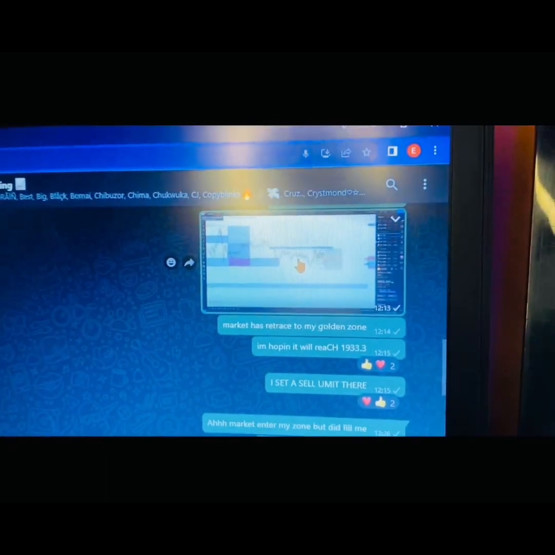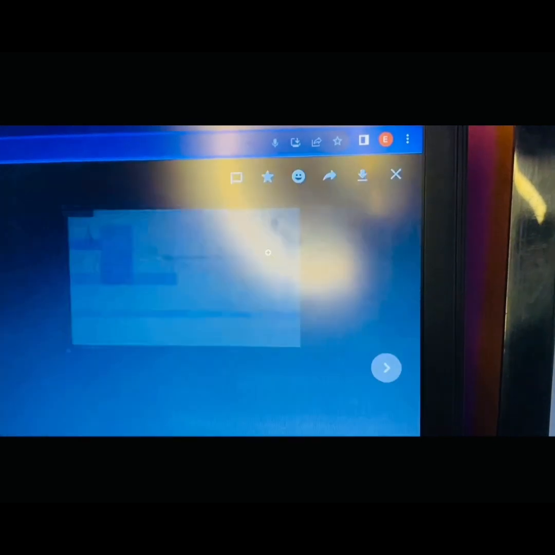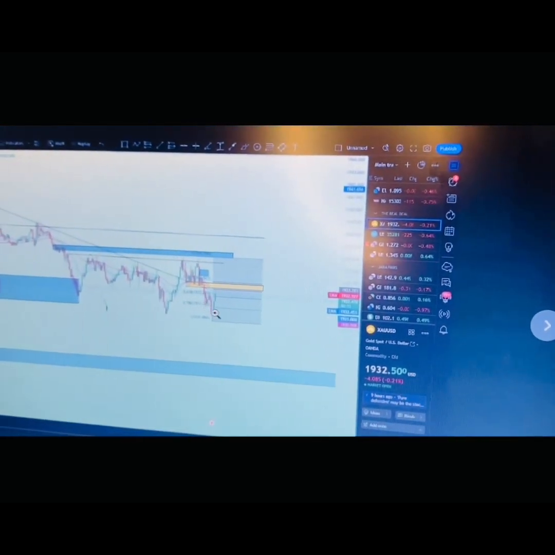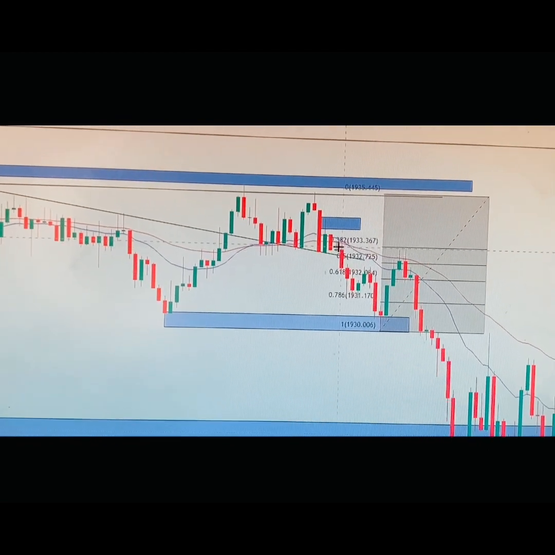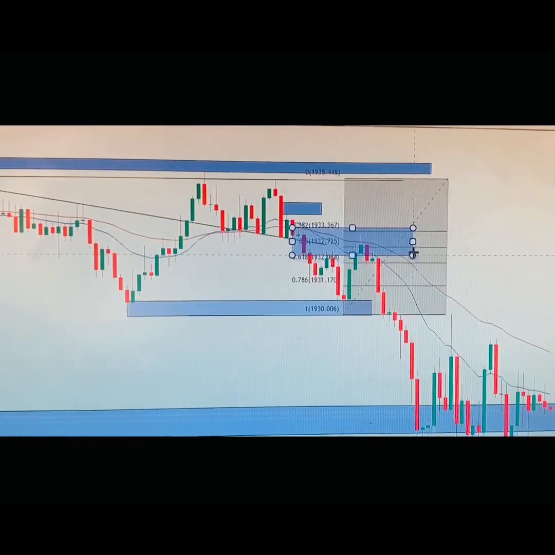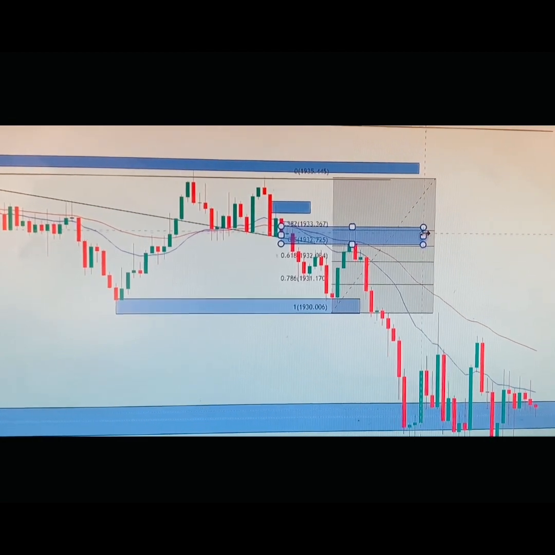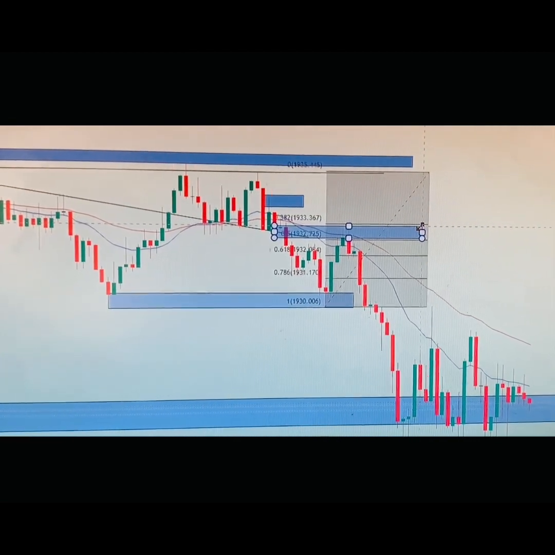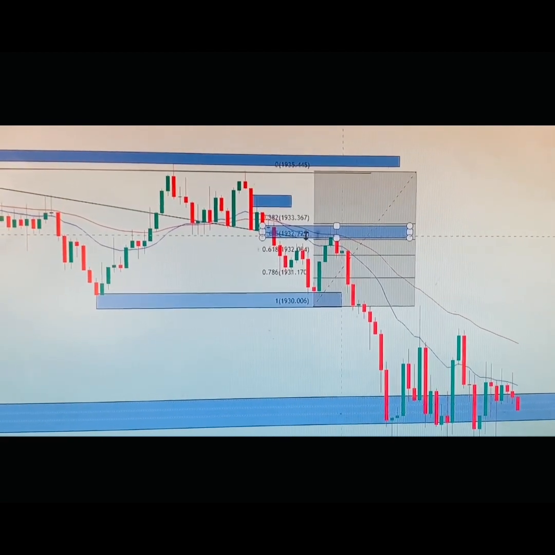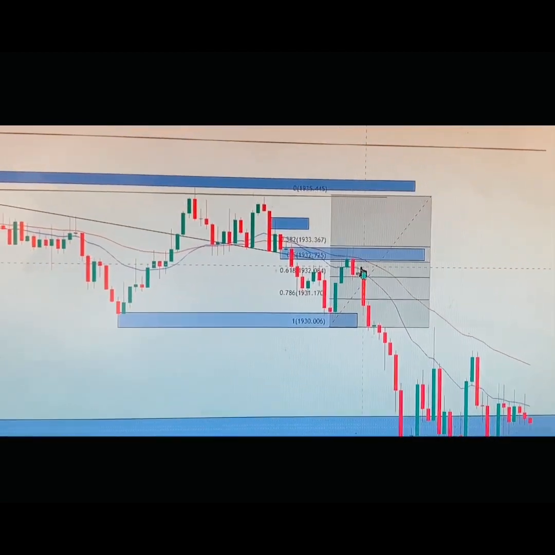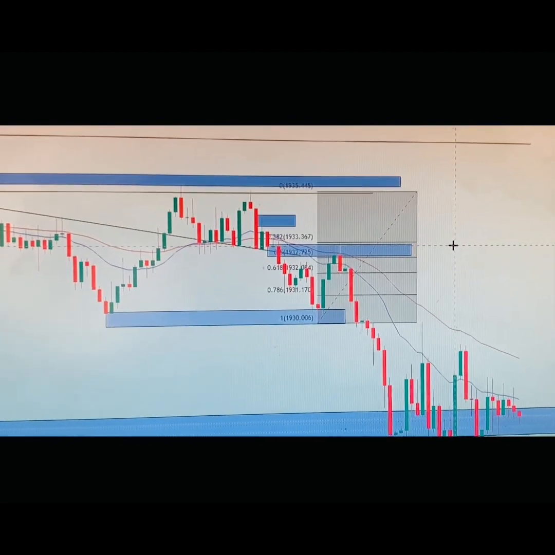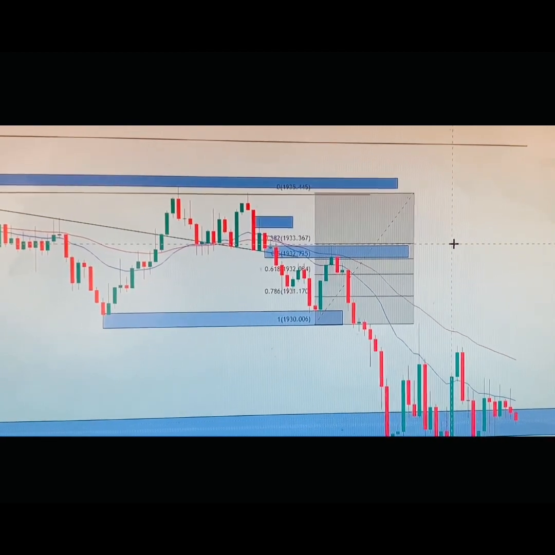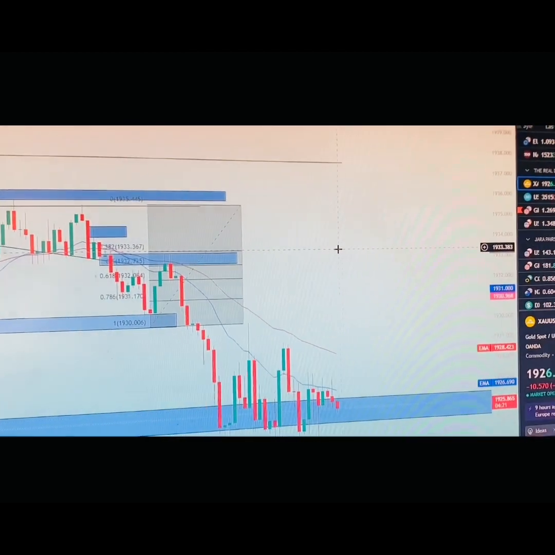This is when I sent it to my group, the market had retraced to my golden zone. I marked this zone up. The market is going to go up here, retrace there, and come back down. So I pointed out the zone here from this order block. There is the 0.5 retracement zone, which shows the market is clearly going to sell from here. And I set my entry, my limit, at 1933.3. Unfortunately, the market did not fill me in at 1933.3.